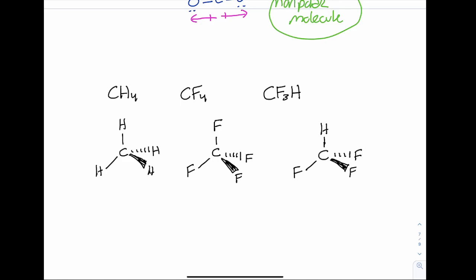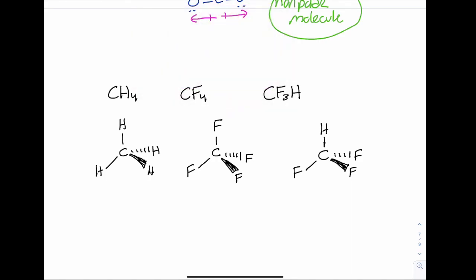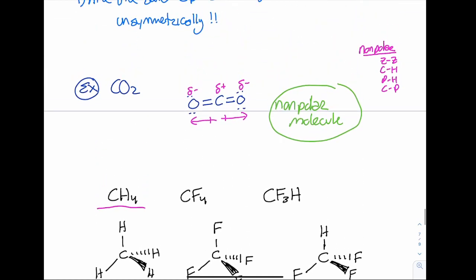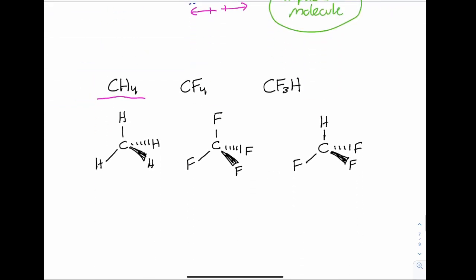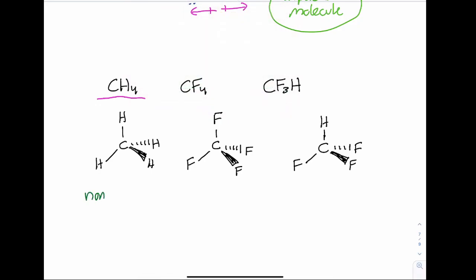Okay, so I kind of skipped through the Lewis structure, but we drew the Lewis structure, then we drew the geometry. Our next step is to assign polar bonds. And if I look at this first one, CH4, all I have is carbon-hydrogen bonds. And if we go back up to our list, carbon-hydrogen bonds are on my nonpolar list. So this molecule itself is a nonpolar molecule.